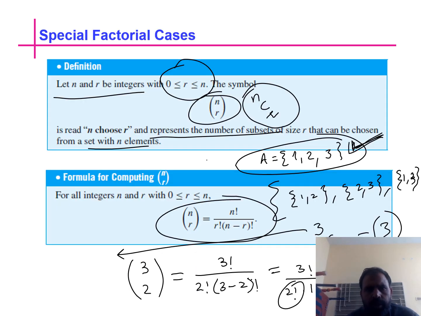And in some special factorial cases, nCr, combination n choose r, you can also see the definition: nCr is equal to n factorial over r factorial into (n minus r) factorial. So we can easily solve. Here is the example, 3 combination 2. So this is 3 factorial over 2 factorial into (3 minus 2) factorial.